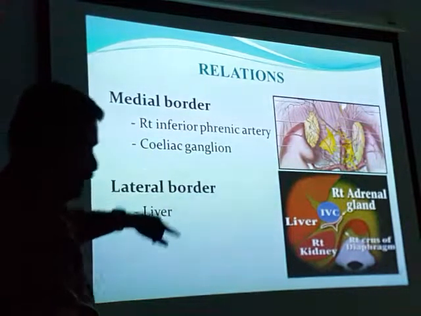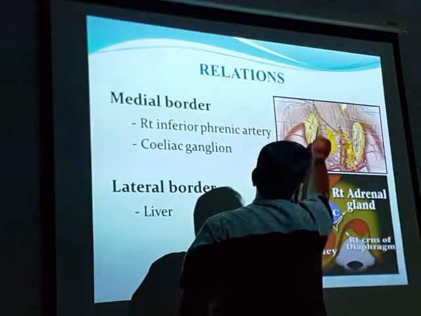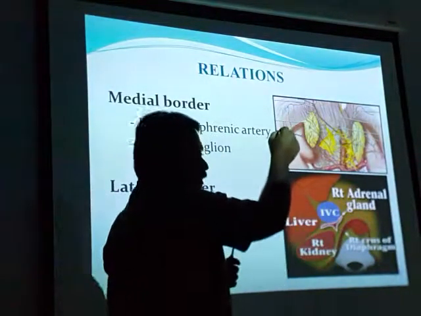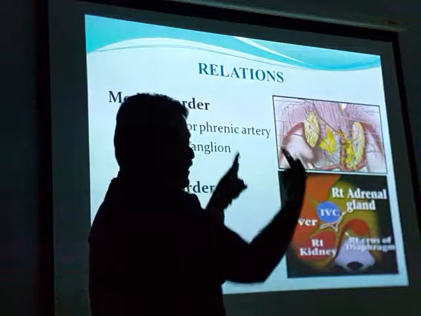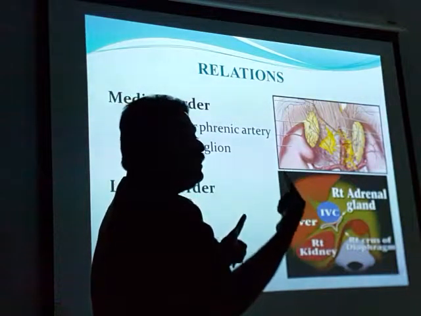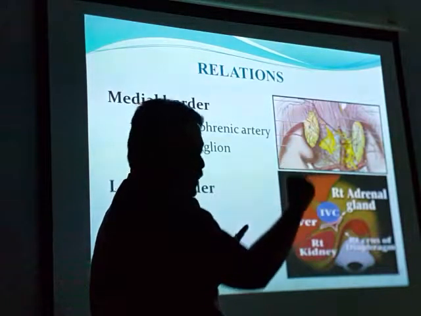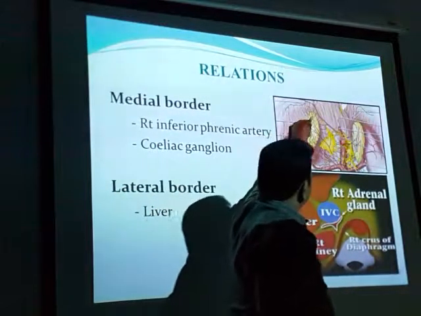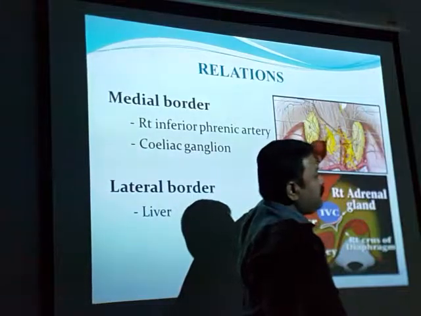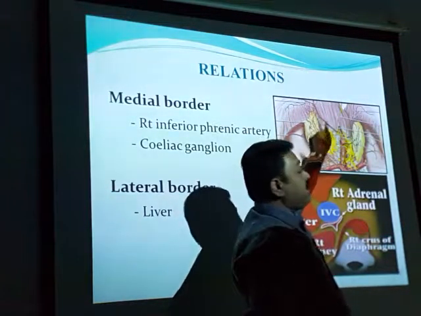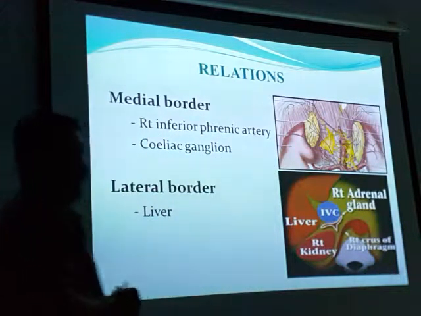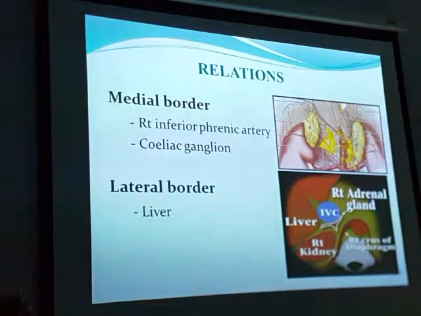Okay. So the medial border is nothing but a line, isn't it? Between the anterior surface and the posterior surface there is a ridge, which forms the medial border. It is related with the right celiac ganglia and the right inferior phrenic artery. Is it clear now? Yes.